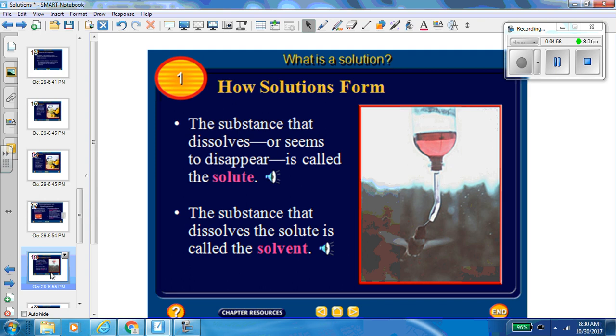First of all, when you make a solution, you've got to have a solute and a solvent. Now, a substance that dissolves or seems to disappear is called the solute. A solute is something like, for example, salt. If I'm trying to make salt water, then my solute is going to be my salt. The substance that dissolves the solute is called the solvent. So in that situation with the salt water, my water would be the solvent. Okay, so these are the two components that you have to have in order to make a solution.